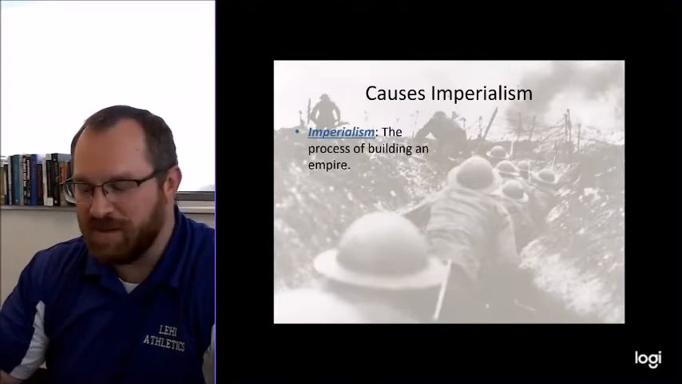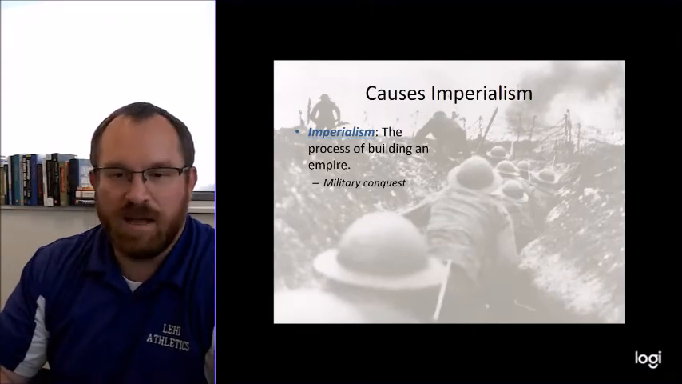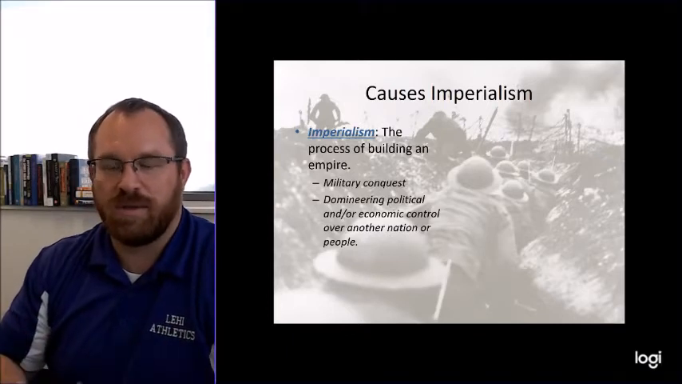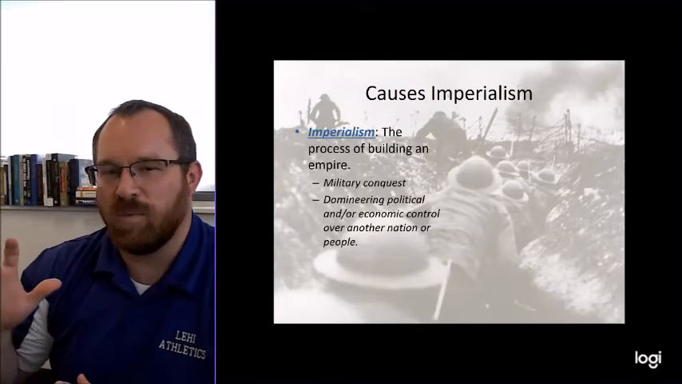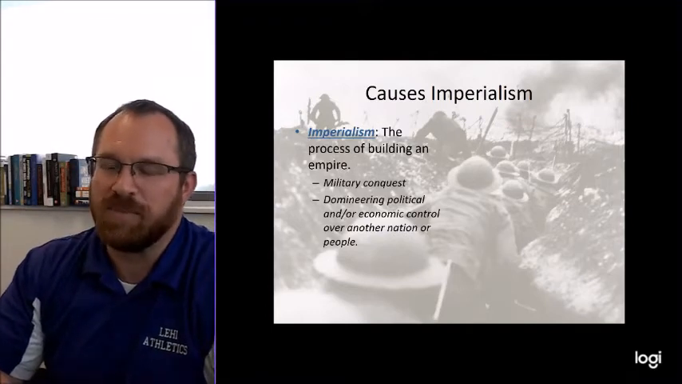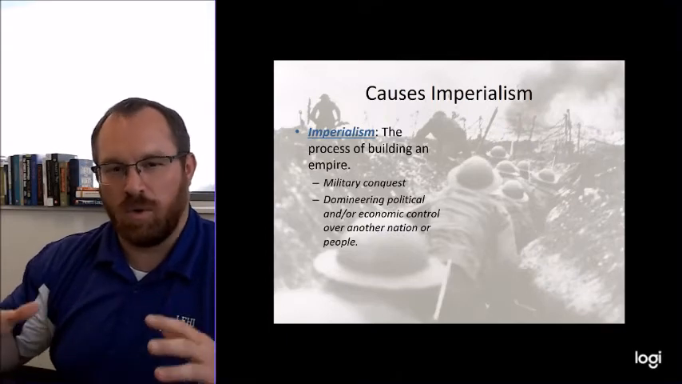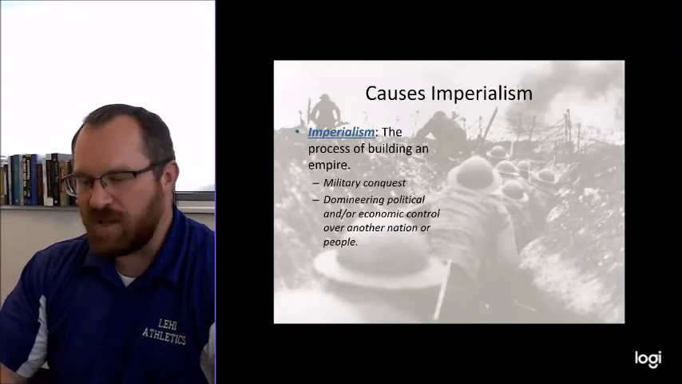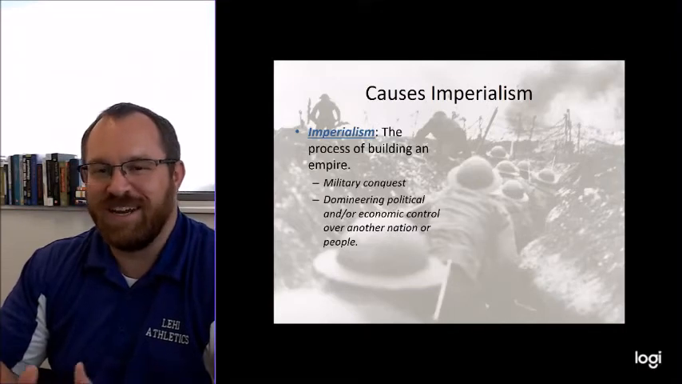Throughout most of human history, it's basically been done through military conquest. But you could also say it can happen through dominating political and or economic control over other nations, which means that you're not necessarily moving your armies in, but you're controlling them through some means where they pretty much have to do what you tell them to. Therefore, you're building this empire, whether through direct or indirect control. Now, of course, especially today, when you use the term imperialism, it has a negative connotation to it.